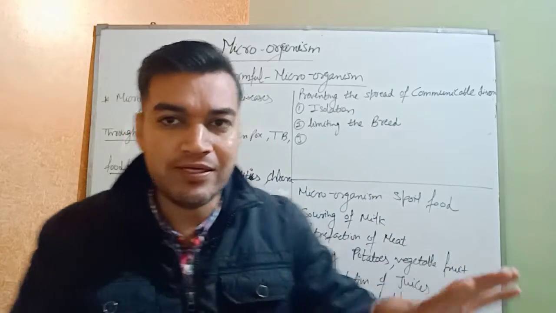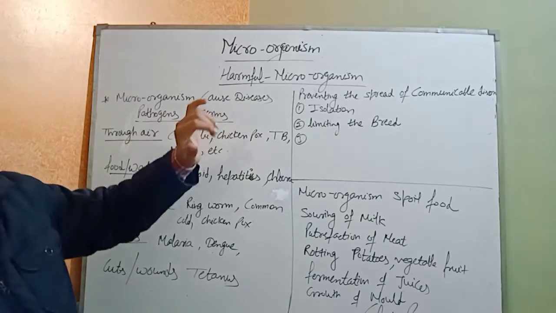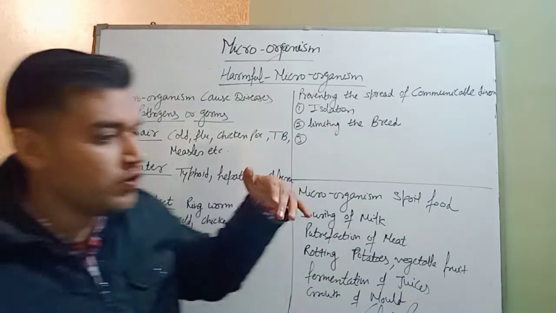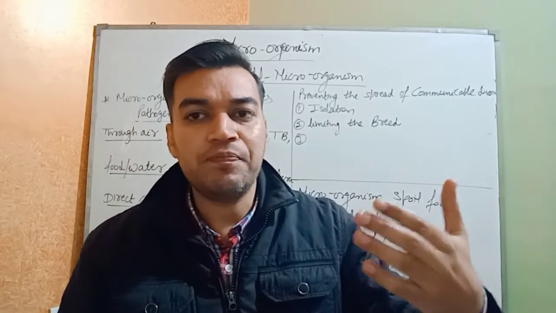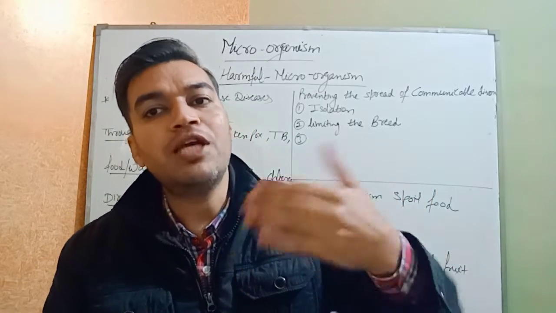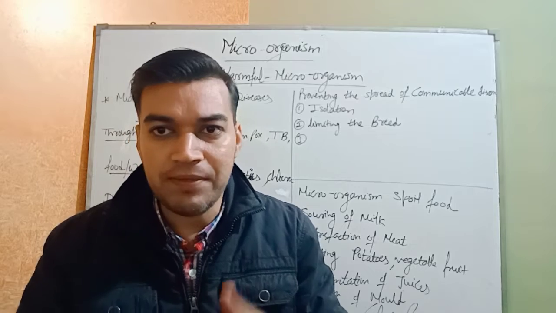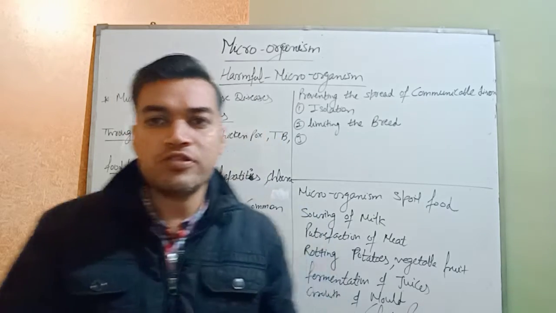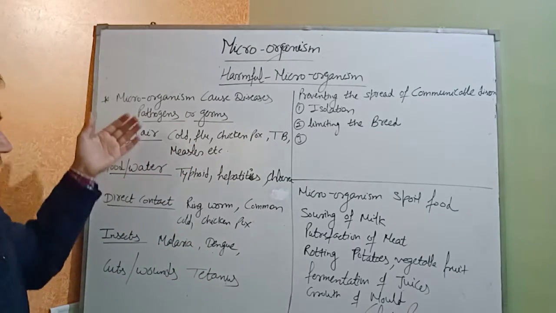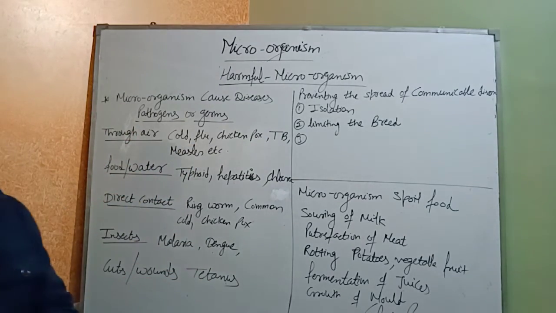What do you mean by communicable disease? Here we learned the diseases, these are the names of diseases. But what is a communicable disease? A disease that spreads from one person to another is called a communicable disease. It means it communicates between persons. These microorganisms spread through air, water and contact.